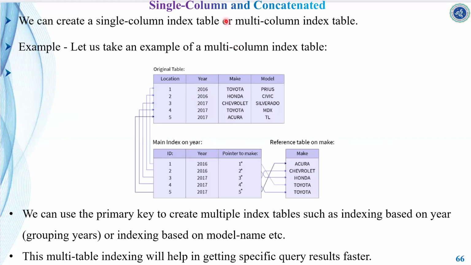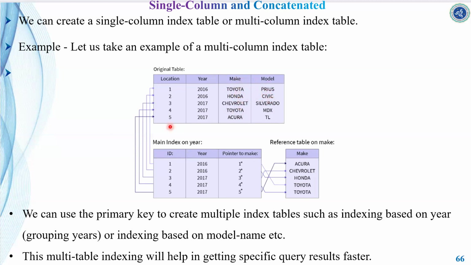Next we can see the structure of single column and concatenated indexing. Here a single column index table or a multi-column index table is given. Let's take an example of a multi-column index table. We have an original table with location numbers 1, 2, 3, serially indexed, and we have the year, 2016 and 2017, and the next fields are make, that is the company name, and the model.